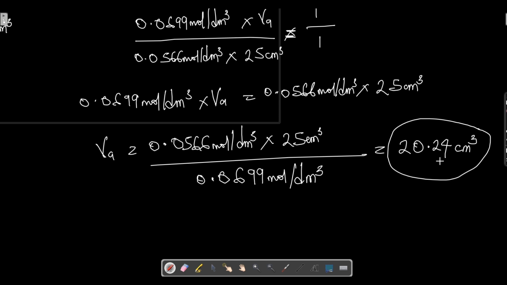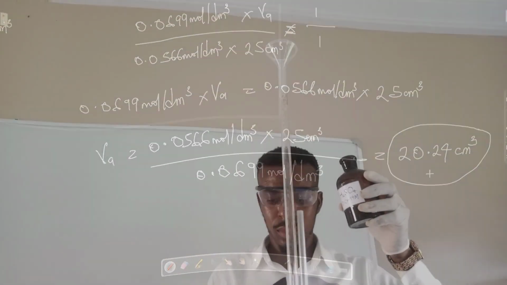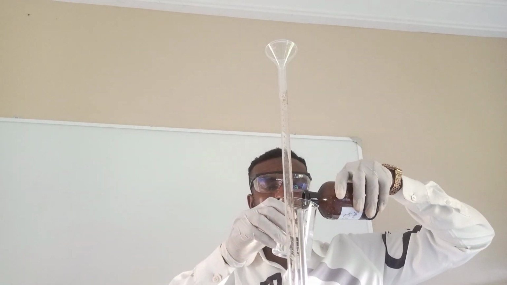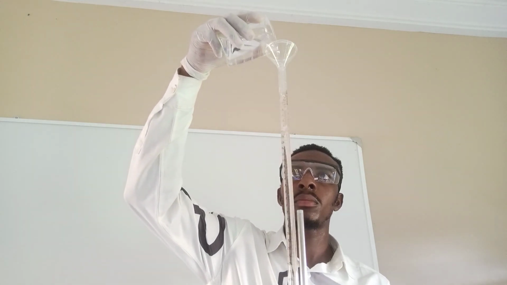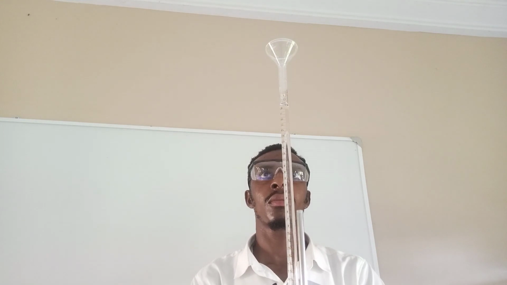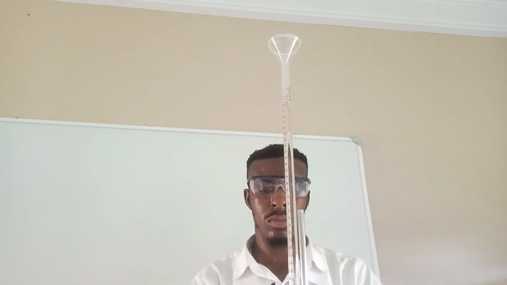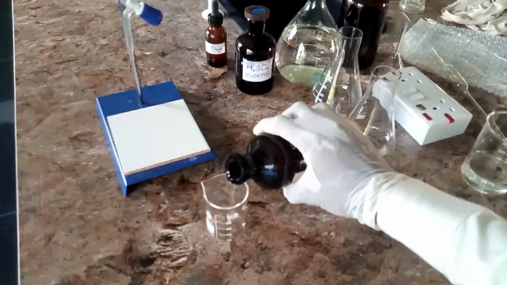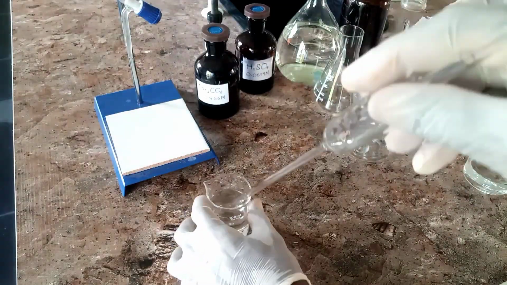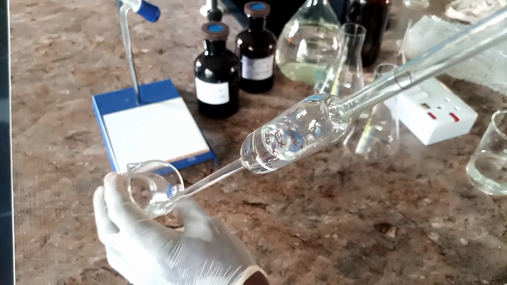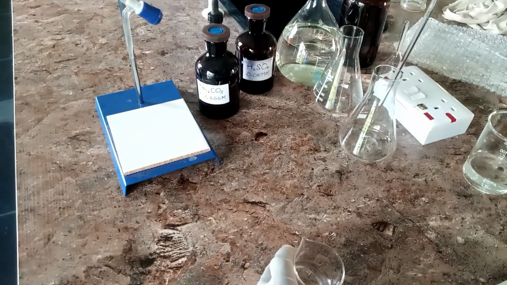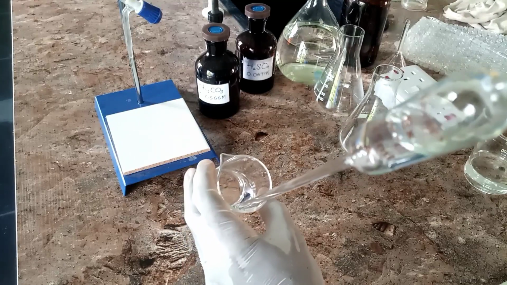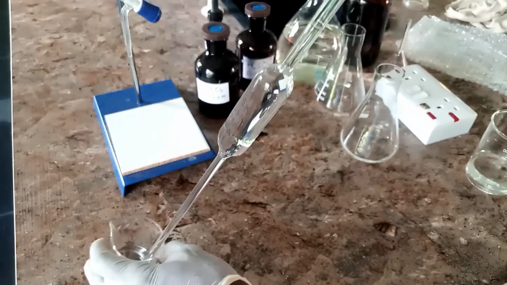So now let's go over to the titration to confirm this. We start by filling our burette with the AN, which is sulfuric acid, to the 0 mark, and then you adjust, take readings at the meniscus, and pour our AN into our beaker. Then we pipette 25 cm cube into the conical flask. That's the first one. And we pipette another 25 cm cube into the other conical flask.